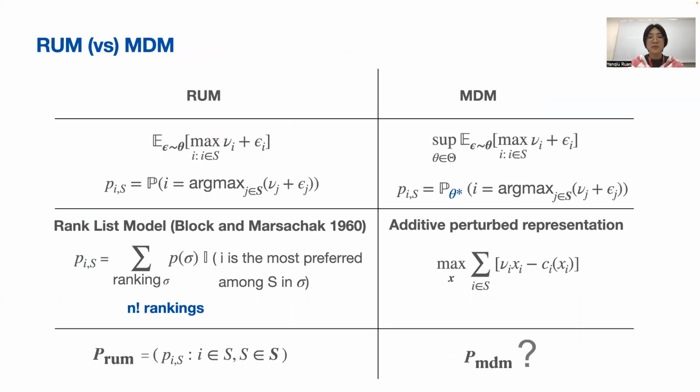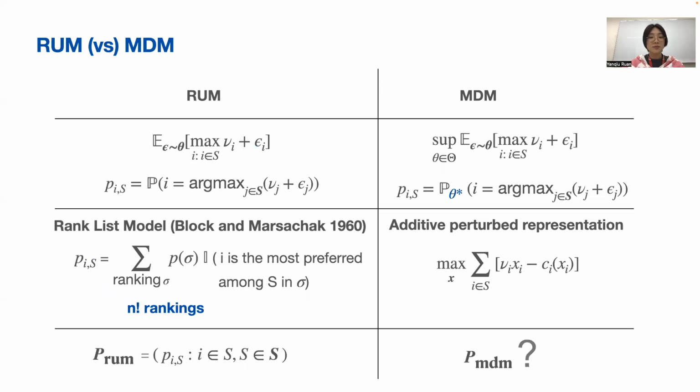Here, I give a brief summary on RUM and MDM. We just discussed the details of the model assumptions of both models. For RUM, it is shown in Block and Marschak 1960. The rank list model is equivalent to the random utility model.